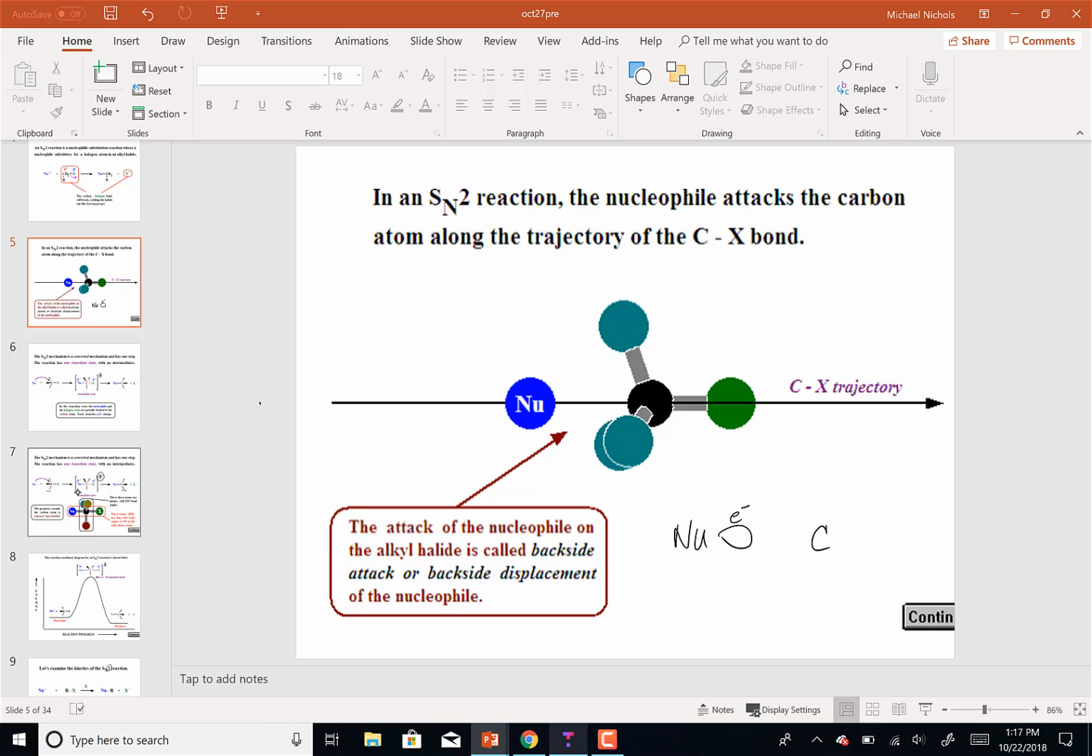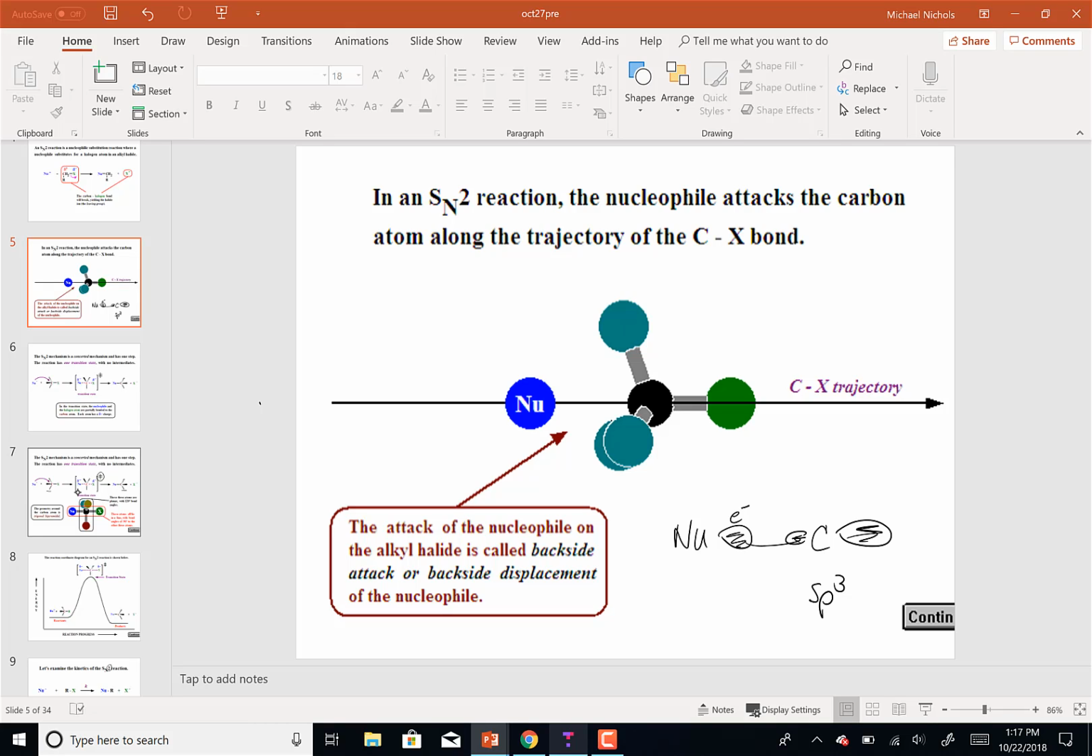Now, when we talked about sp3 hybridized carbons, there's actually 2 lobes to the sp3 hybrid orbitals. There's the big one, and then there's this little tiny one that we don't normally talk about. But in this case, in order to get this mechanism to occur in one step, this orbital overlaps with that one.